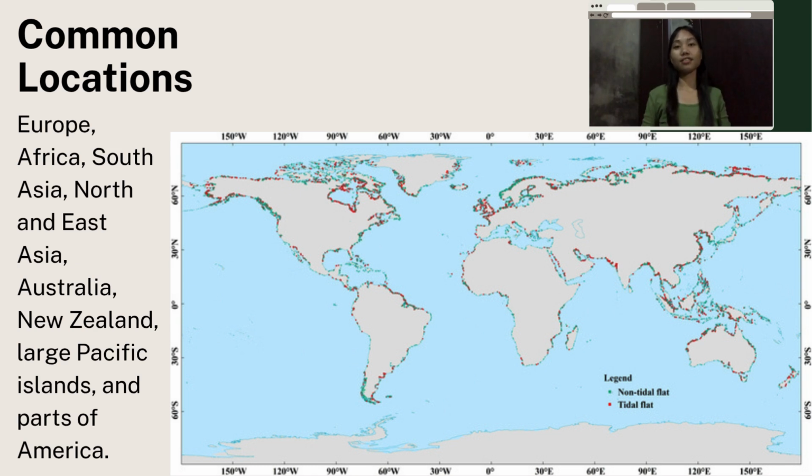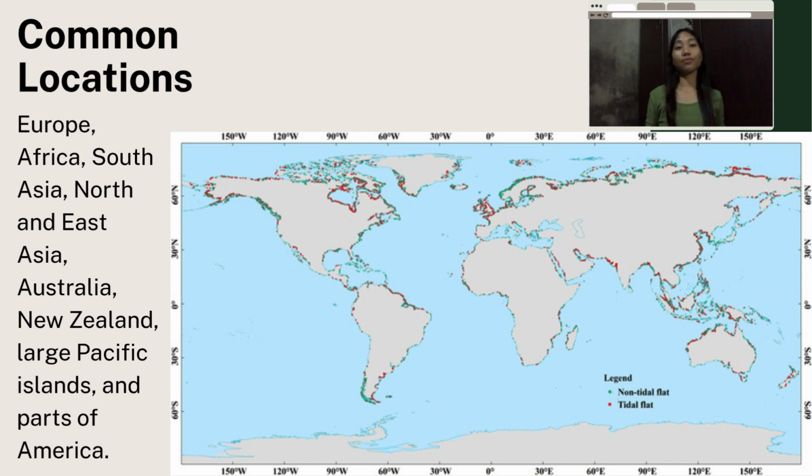The next one is the common locations of tidal flats: Europe, Africa, South Asia, North and East Asia, Australia, New Zealand, large Pacific islands, and parts of America.